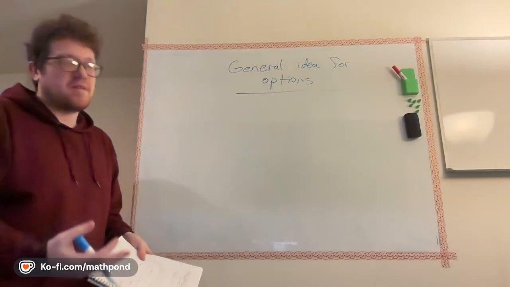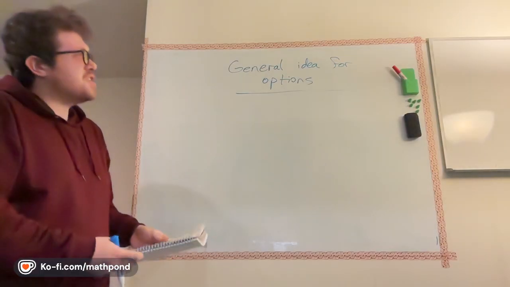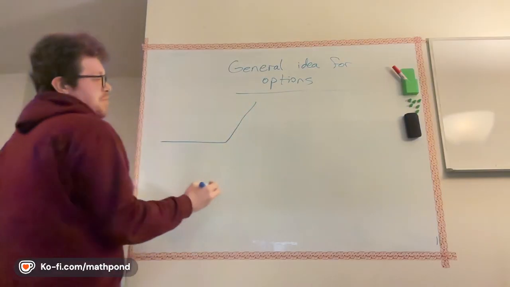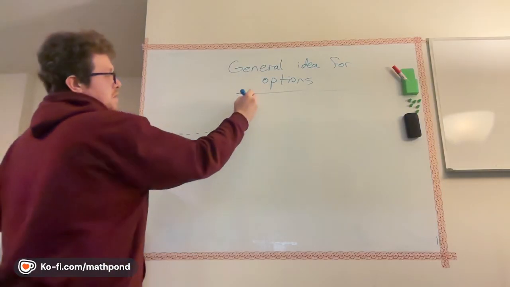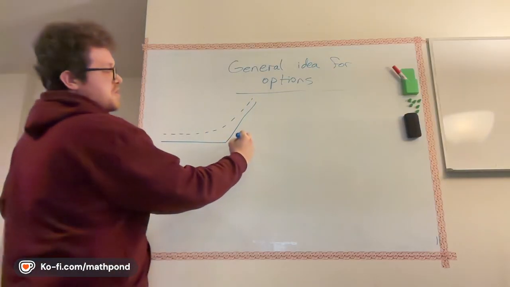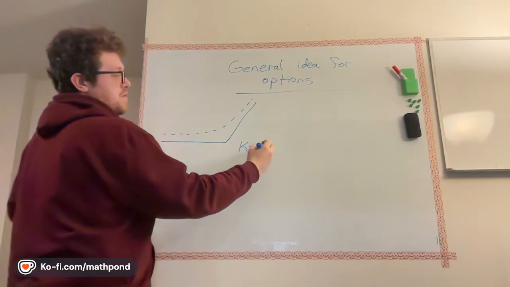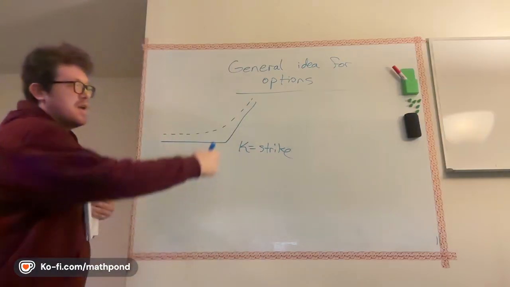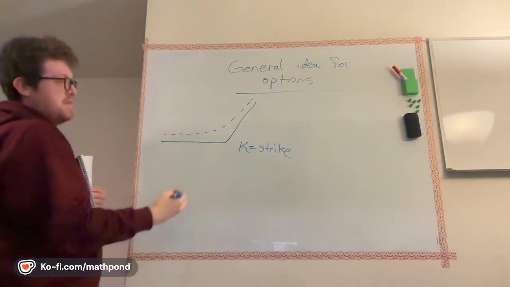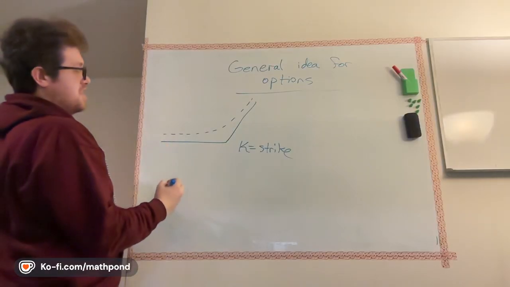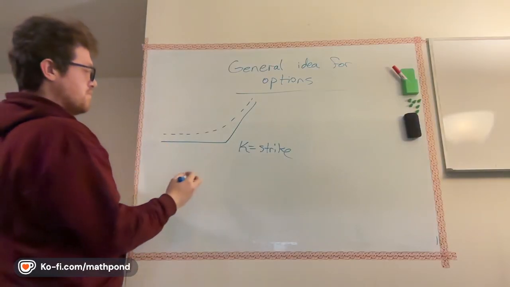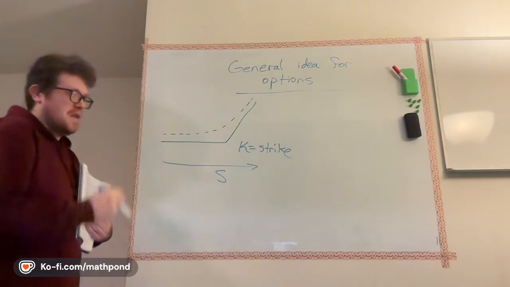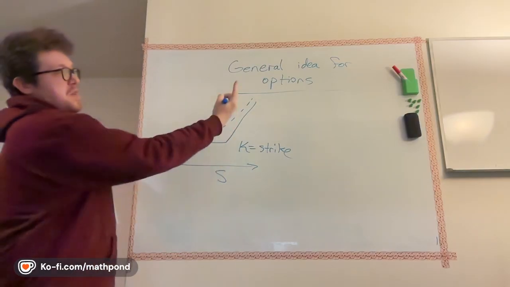For options, again, remember you have this sort of convex payoff curve, where, whatever the strike price is, if the stock ends up below that, right? Let me label my axes properly. So this x-axis would be the stock price increasing, S, and then this would be the payoff.